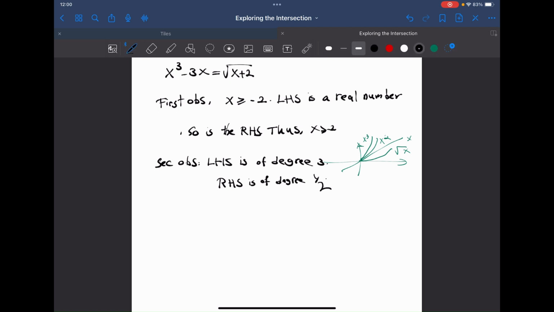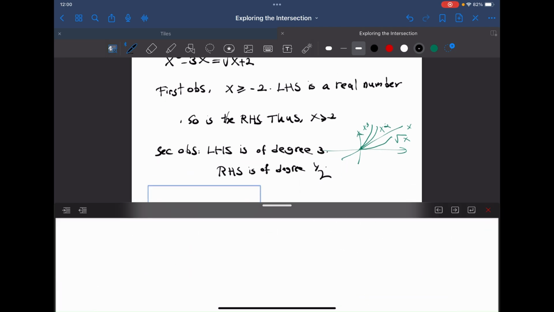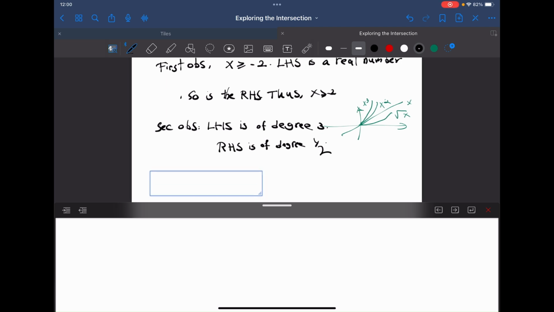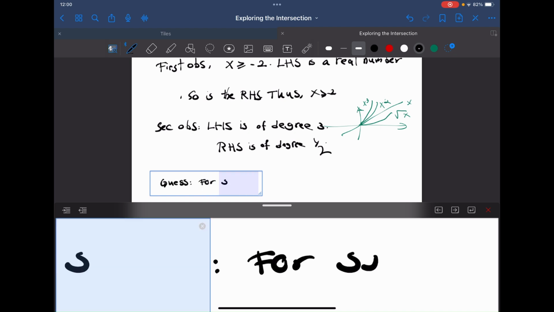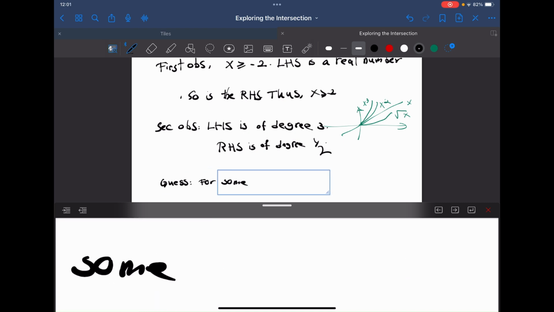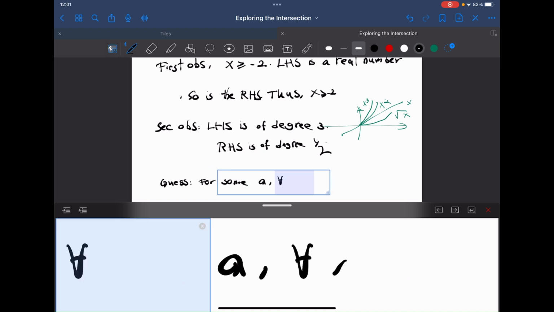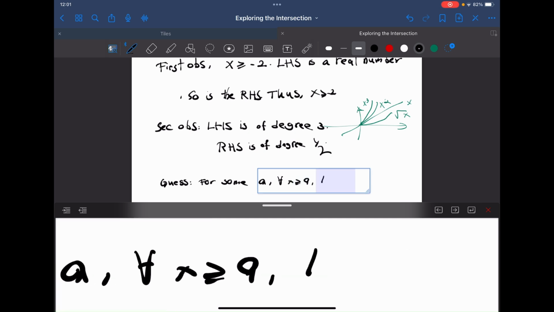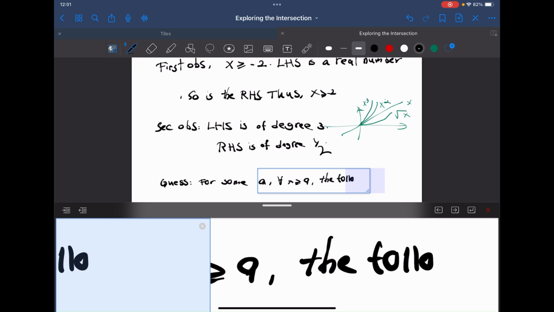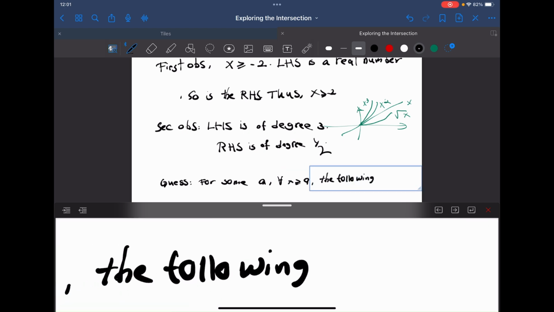Okay, so this is the key observation. The left-hand side is a polynomial of degree 3, and the right-hand side is a polynomial of degree 1 over 2. So that basically means, this is just an observation. I haven't proved it yet. Let's call it a guess. Could be a good guess for some, let's say A, for all x larger than A, the following must hold.